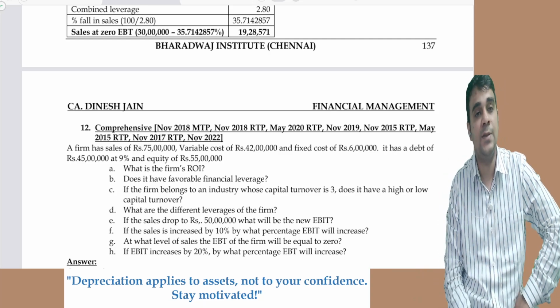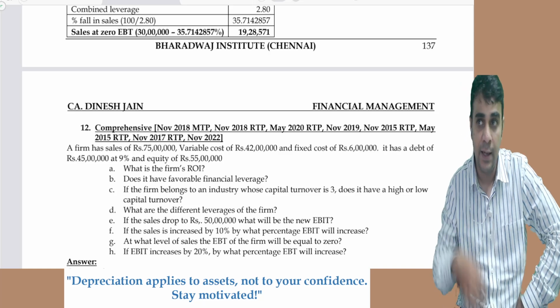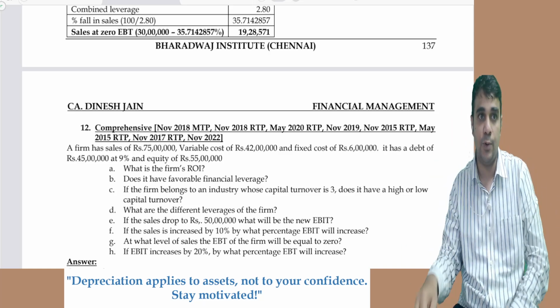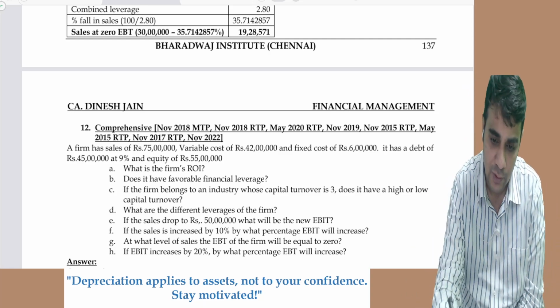If EBIT is increased by 20%, EBT will increase by the increase in EBIT into the financial leverage. Any doubts on this? 5 to 6 minutes for you. Start doing it.